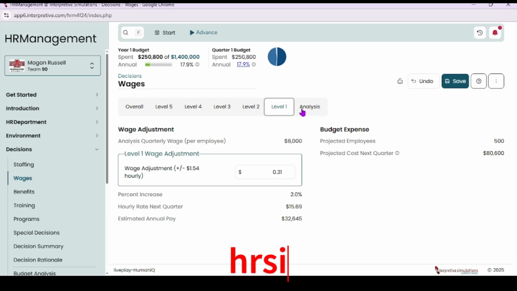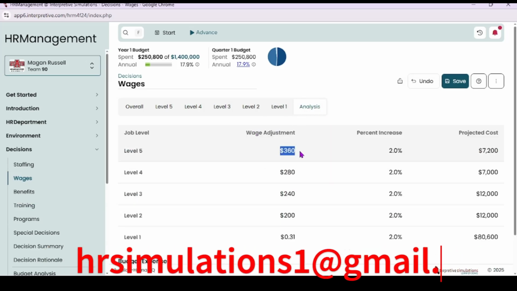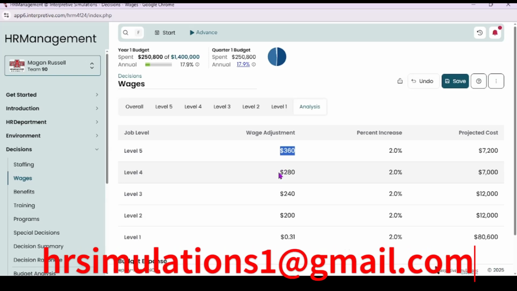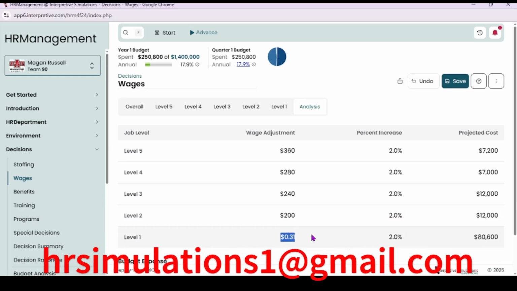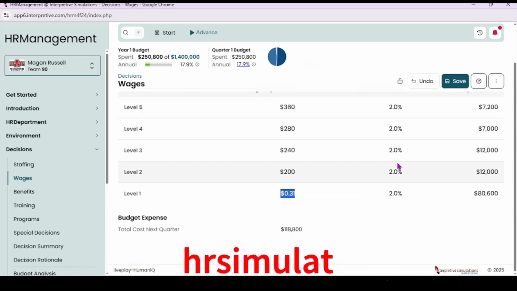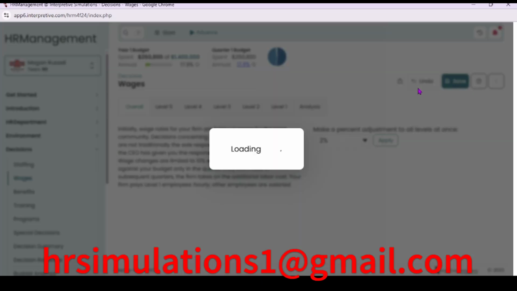So that's it up to the analysis so that we can compare. The wage is being adjusted by 360 for level 5, level 4 by 280, level 3 by 240, level 2 by 100, and level 1 by 0.31. So a percentage increase of 2% for each and every department. Remember what I did under the overall. So I can also save that.